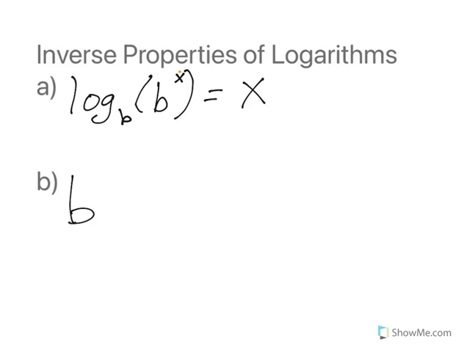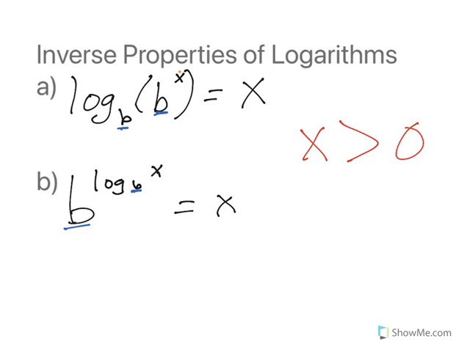And similarly, if we have B raised to the log of x base B, that also equals x. Now, for both of these, x must be greater than 0. Okay, so x has to be a positive number. But it makes sense because logarithms and exponentials are inverses, right? The base of the logarithm, base of the exponent. If they match, then you have just the exponent. We're going to do examples of all of these.